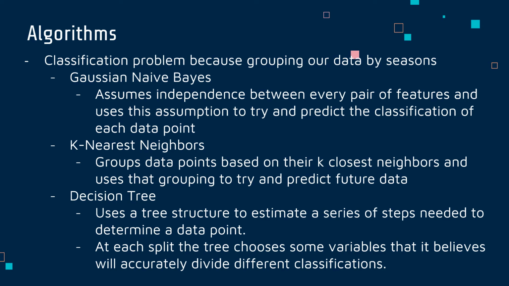We used k nearest neighbors, which groups data points based on their k closest neighbors and uses that grouping to try and predict future data. And finally, we used decision tree, which uses a tree structure to estimate a series of steps needed to determine a data point. At each split, the tree chooses some variables that it believes will accurately divide different classifications.